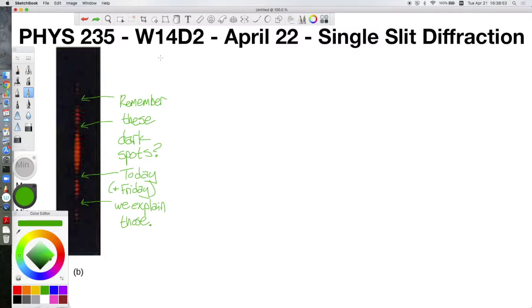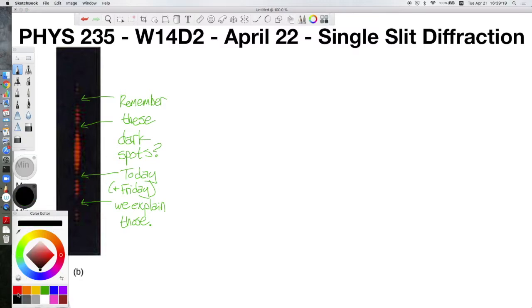So, to prep you for what we're going to see today, I have over here on the left the double-slit interference pattern from a few lectures ago. And we had pointed out that there were some extra dark spots at the locations I've labeled with these green arrows here. And today, and a little bit on Friday, we're going to explain those dark spots.